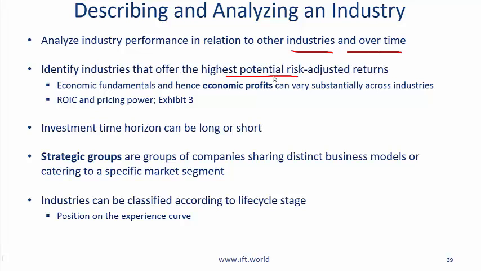Identify industries that offer the highest potential risk-adjusted returns. You look at economic fundamentals, and hence economic profits can vary substantially across industries. The curriculum shows an exhibit where it says that at a given point in time you might have certain industries that have a much higher return on invested capital than others. Also, some industries have much more pricing power than others. And where would you like to invest? Obviously, all else equal, you want to invest in companies that have higher return on investment. You would invest in companies where we have a higher ROIC, or industries where we have high pricing power.